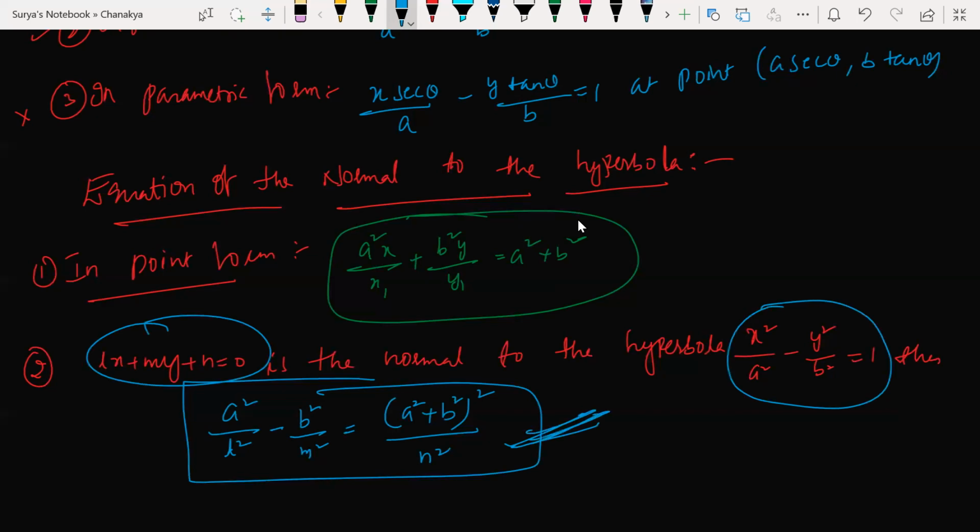These are very important formulas, beta. Now let's get into the questions. Hope it is clear. Any doubt here?